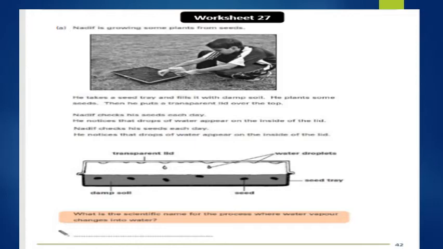First, page 42, worksheet number 27. It says Nadif is growing some plants from seeds. So he has a really weird name, but it's okay. He takes a seed tray and fills it with damp soil. He plants some seeds. Then he puts a transparent lid over the top. Nadif checks his seeds each day. He notices that drops of water appear on the inside of the lid.